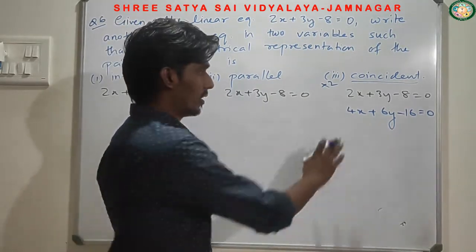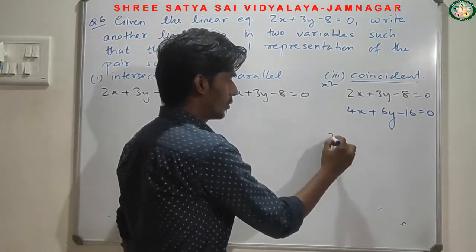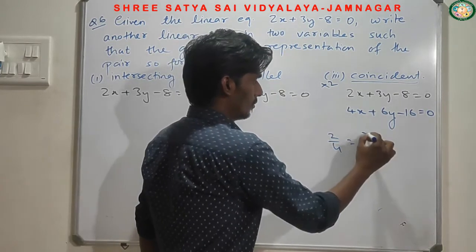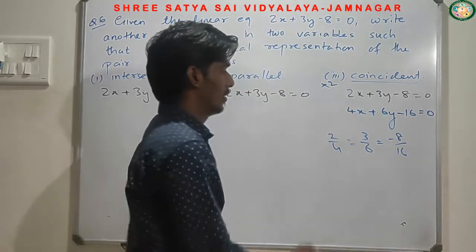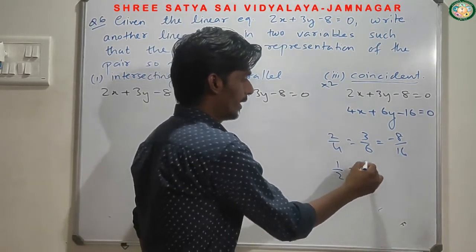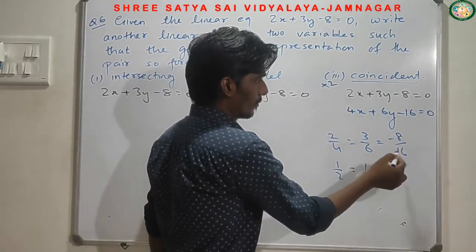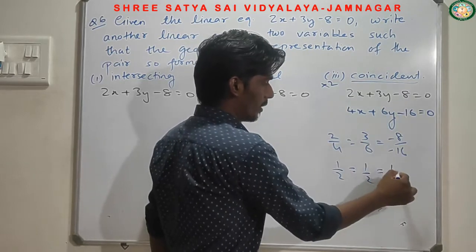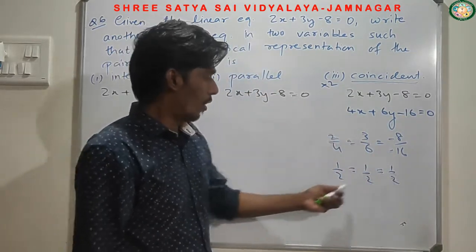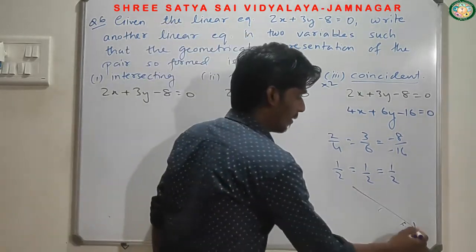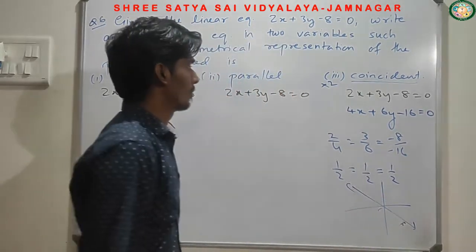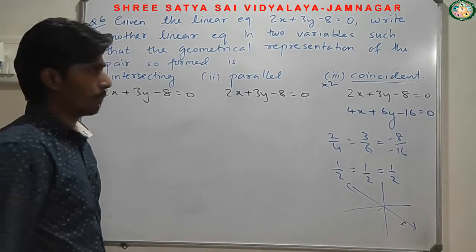Just for verification, if you want to confirm, take out the ratio 2 by 4, 3 by 6 and minus 8 by 16. All will be halved. 1 by 2, 1 by 2, minus minus get cancelled, again it's 1 by 2. All the ratios are equal. It means coincident line. They have the same line on the graph. Let's take another example.